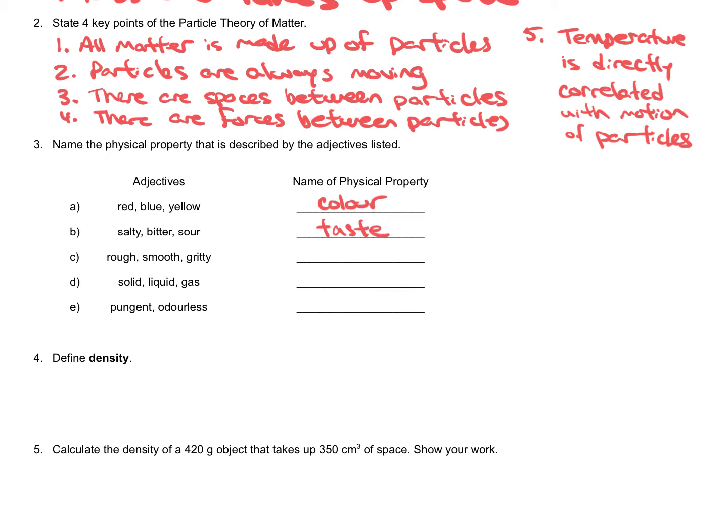Smooth, rough, gritty, that's how something feels, and the scientific word for that is texture. Solid, liquid, or gas, that's the physical state of the matter. And then pungent and odorless. So the answer is in one of the words already. We're talking about odor, or how something smells. The word pungent, if you haven't heard of that before, it means it has a pretty strong, off-putting smell.